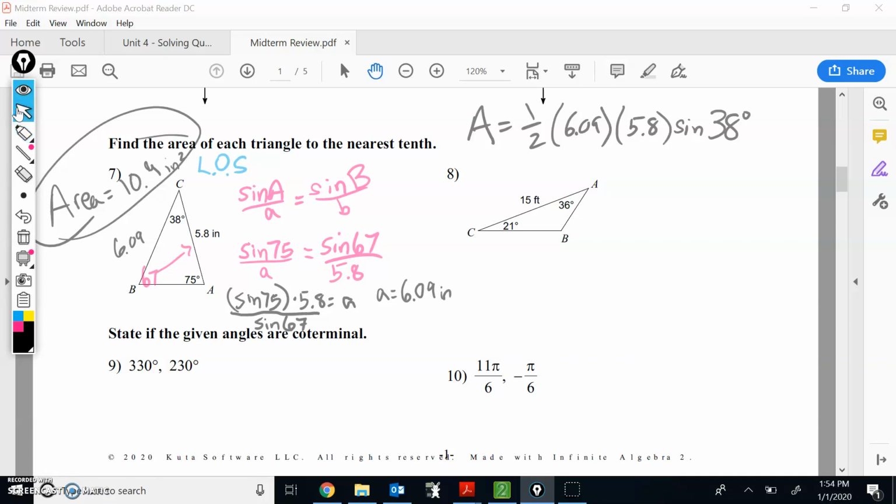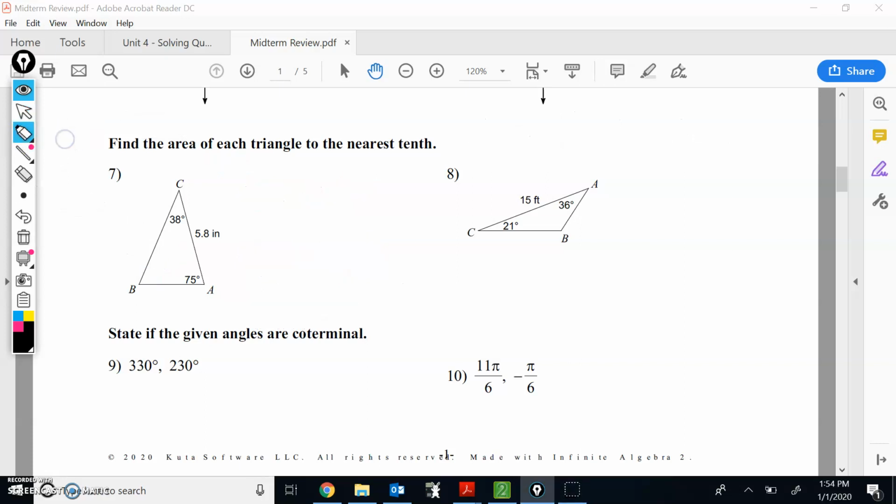So let's erase this and then get to number 8. Rewrite the area formula. And then I have C. So I know that the angle C is 21. And here's A and here's B. So I know B. B is 15. But we don't know A. So we're going to have to use law of sine again.